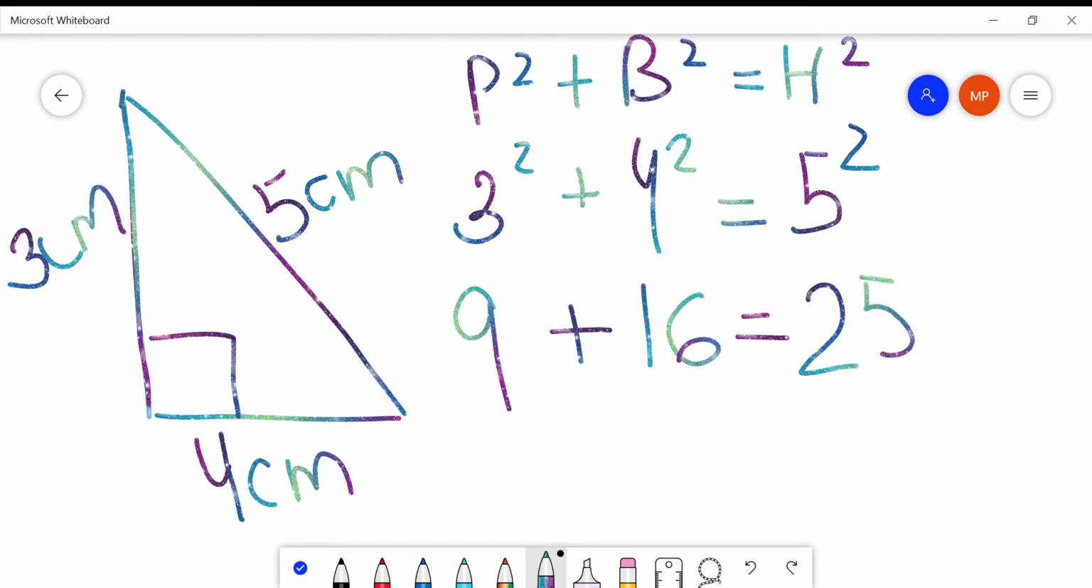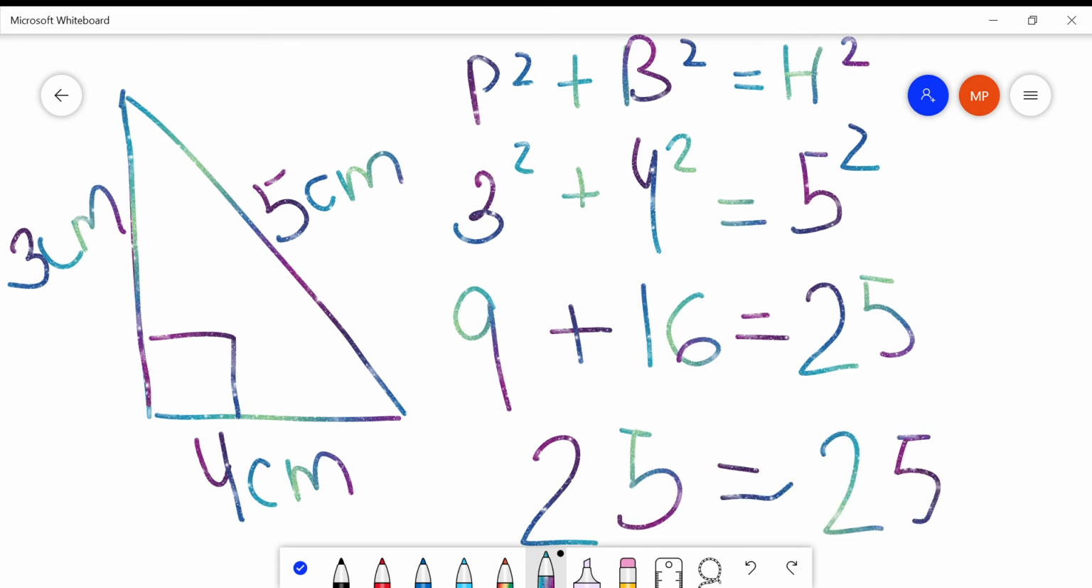Do you know what 9 plus 16 is? Of course you do. It's 25. That proves that this property holds true in this particular right angled triangle. Take a good look at this, guys, because this is the proving property.